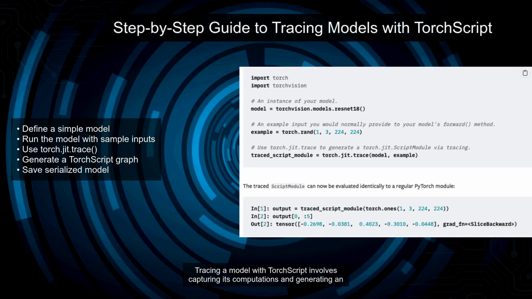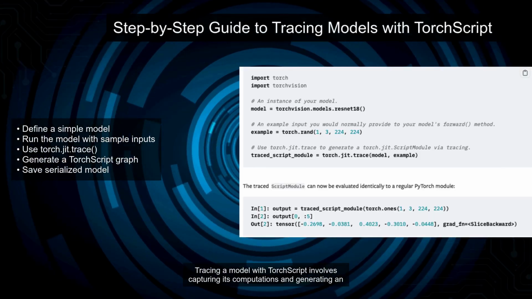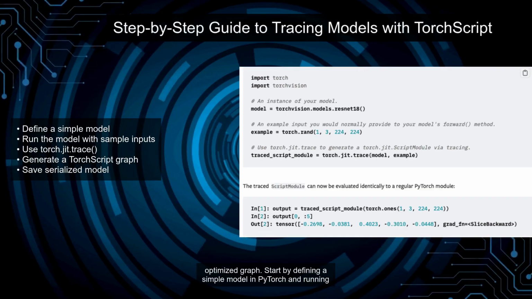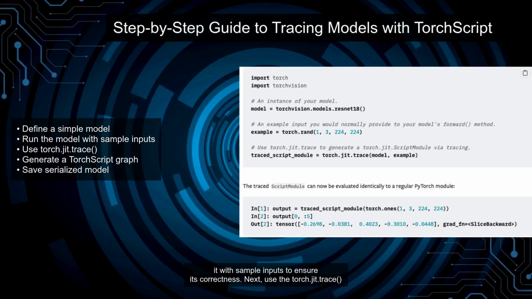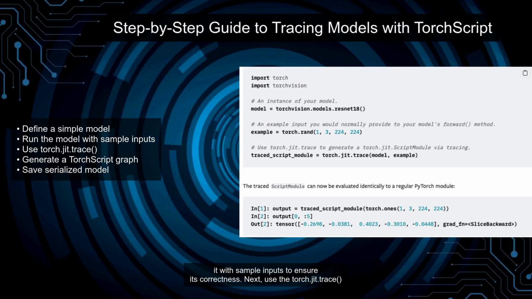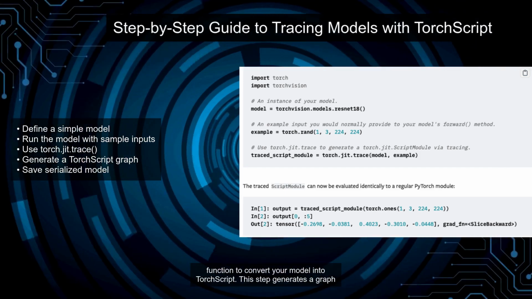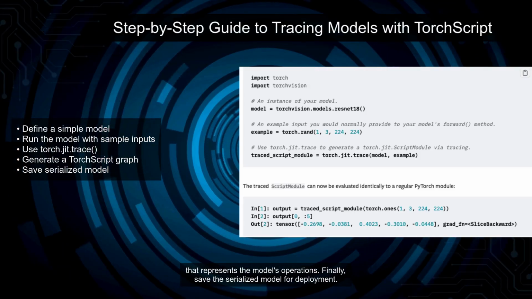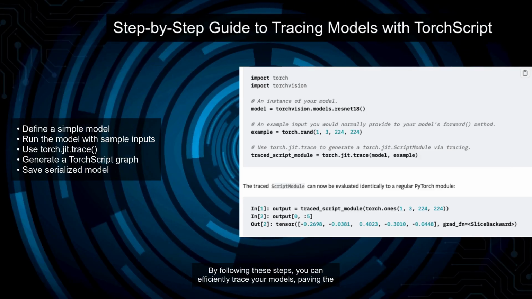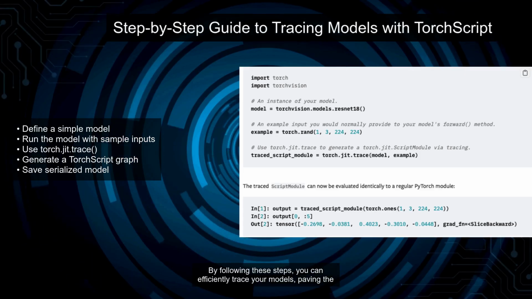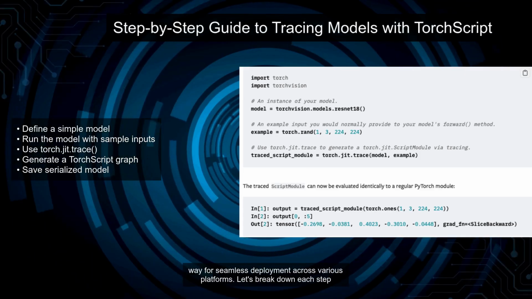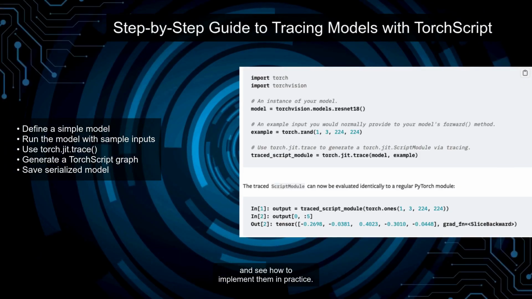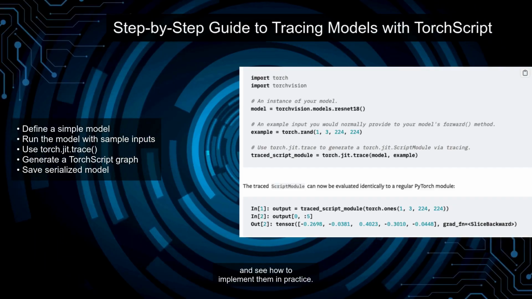Tracing a model with TorchScript involves capturing its computations and generating an optimized graph. Start by defining a simple model in PyTorch and running it with sample inputs to ensure its correctness. Next, use the torch.jit.trace function to convert your model into TorchScript. This step generates a graph that represents the model's operations. Finally, save the serialized model for deployment. By following these steps, you can efficiently trace your models, paving the way for seamless deployment across various platforms. Let's break down each step and see how to implement them in practice.